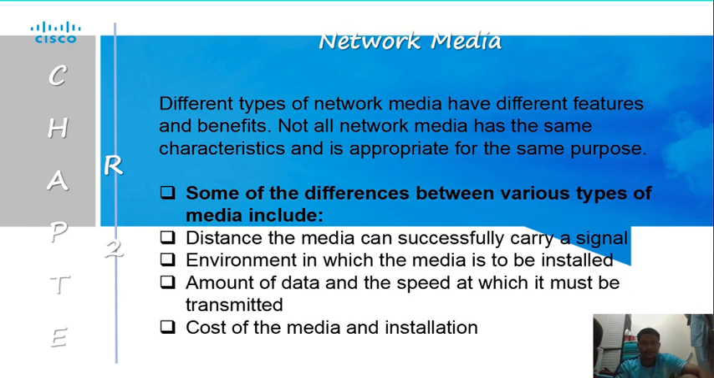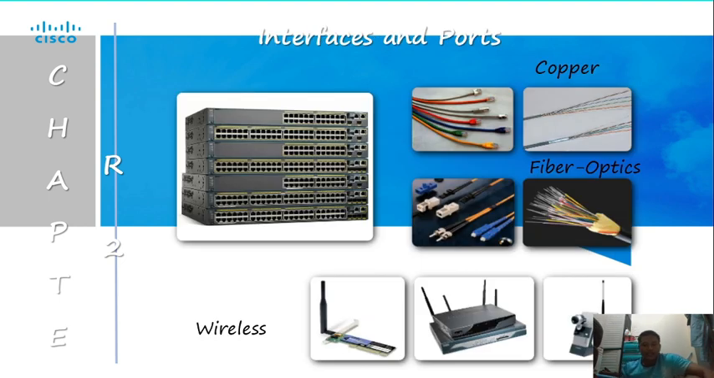Next is network media. What is network media? There are different types of network media. Some of the differences between the various types of network media are: first, the distance the media can successfully carry a signal; second, the environment in which the media is to be installed; third, the amount of data and the speed at which it must be transmitted; and the last is the cost of the media and installation. So these are the interface ports: copper, fiber optics, and wireless.